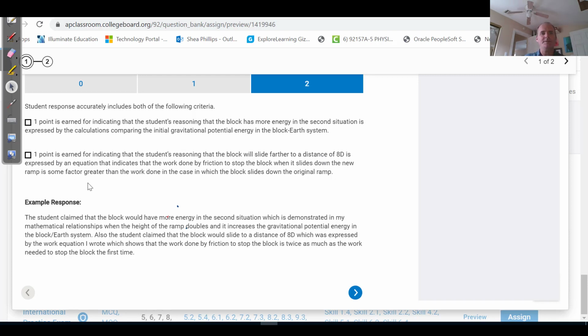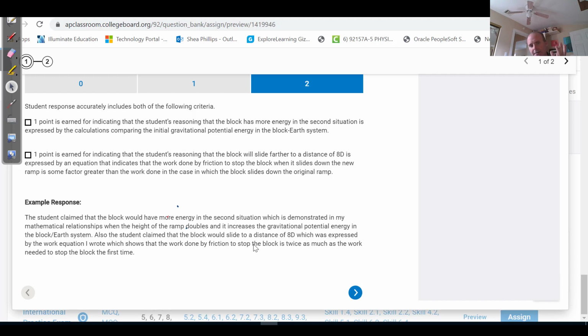All right, here's an example response, and I'm just going to read this out. The student claimed that the block would have more energy in the second situation, which is demonstrated in my mathematical relationship: when the height of the ramp doubles, it increases the gravitational potential energy in the block-Earth system. Also, the student claimed that the block would slide a distance of 8D, which was expressed by the work equation I wrote, which shows that the work done by friction to stop the block is twice as much as the work needed to stop the block the first time.